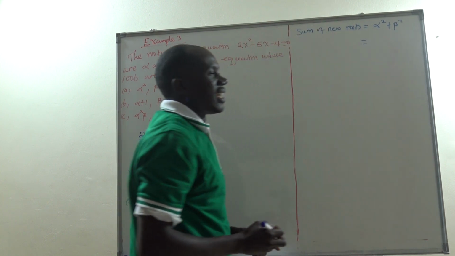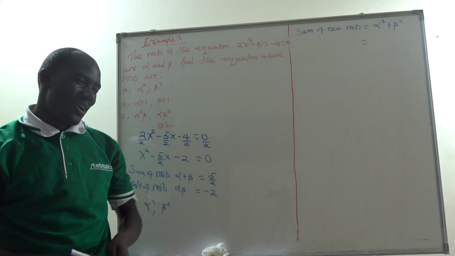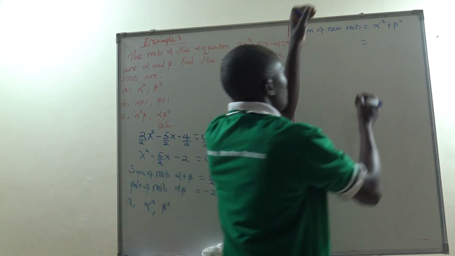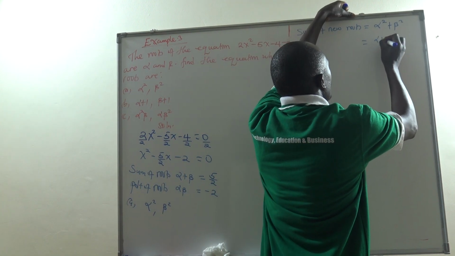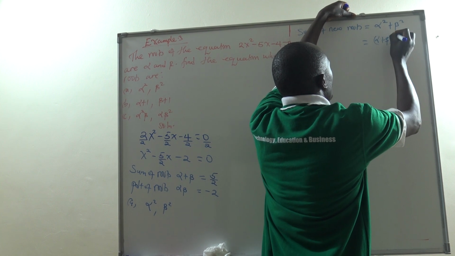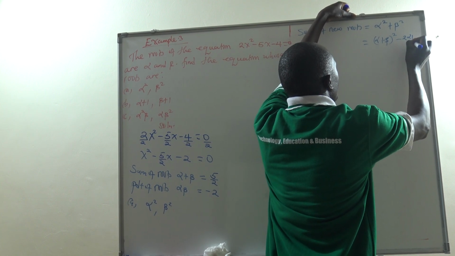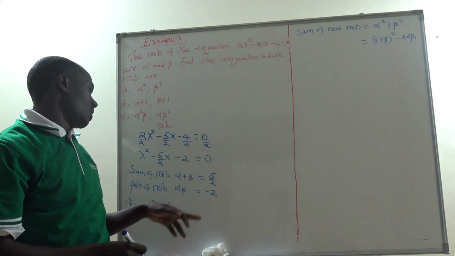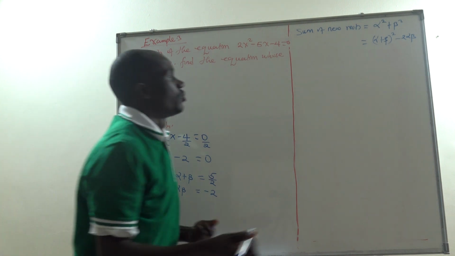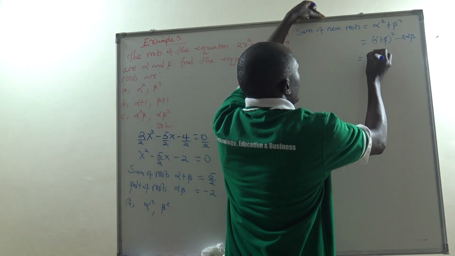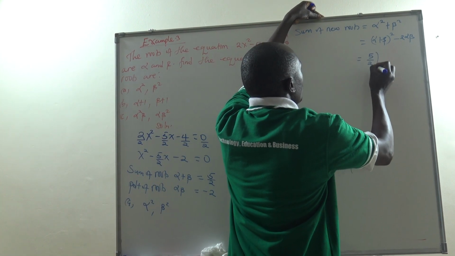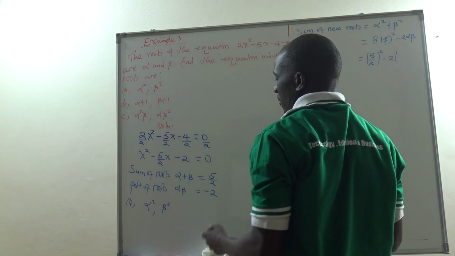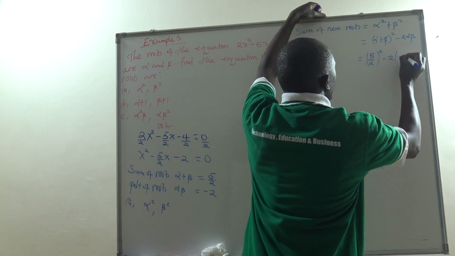Now, this one is an identity which we know, which I have already derived, and we can easily substitute in it. So this becomes alpha plus beta, the whole of it squared, minus 2 alpha beta. Do we know alpha plus beta? Alpha plus beta is already 5 out of 2. So we substitute: 5 out of 2, the whole of it squared, minus 2 into alpha beta, which is negative 2.